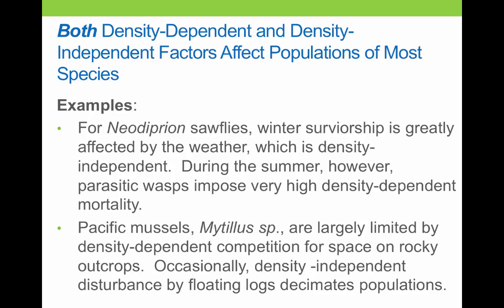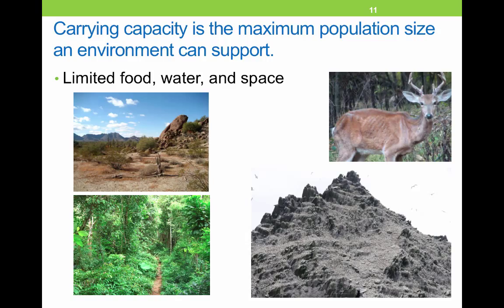Mussels are typically limited by the density-dependent factor of competition for settling sites, but sometimes disturbances will remove mussels and allow for increased population growth. The combined factors acting on a population result in an upper limit to the number of individuals that a population can sustain in that particular environment. This limit is called the carrying capacity.